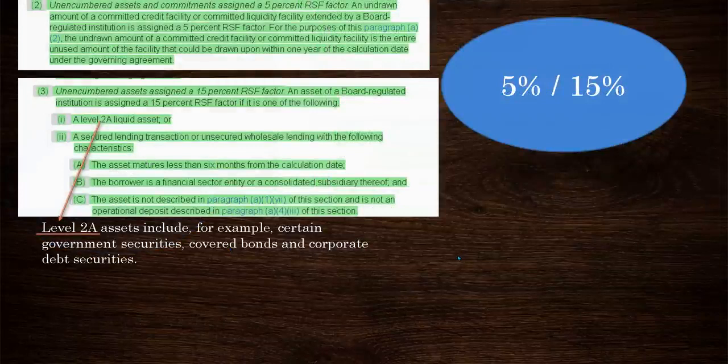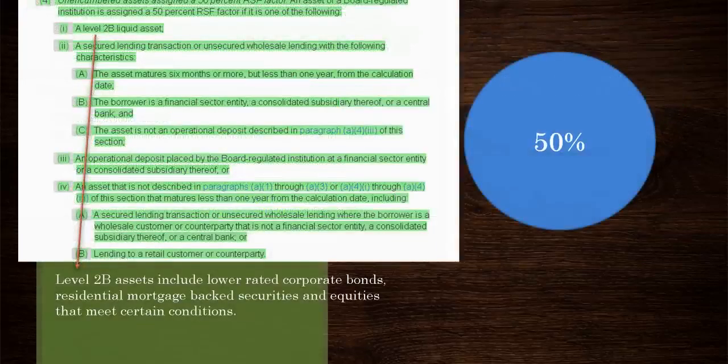So 5 and 15%. For the 5%, it just has to be the undrawn amount of a committed credit facility or committed liquidity facility, is the entire unused amount of the facility that could be drawn upon within 1 year of the calculation date under the governing agreement. For the 15% RSF factor, it basically is level 2A liquid assets or certain government securities, covered bonds, and corporate debt securities. 50% is level 2B assets, basically corporate bonds, residential mortgage-backed securities, and equities that meet certain conditions, and the conditions are all going to be based around time frame, such as 6 months or more, but less than 1 year.